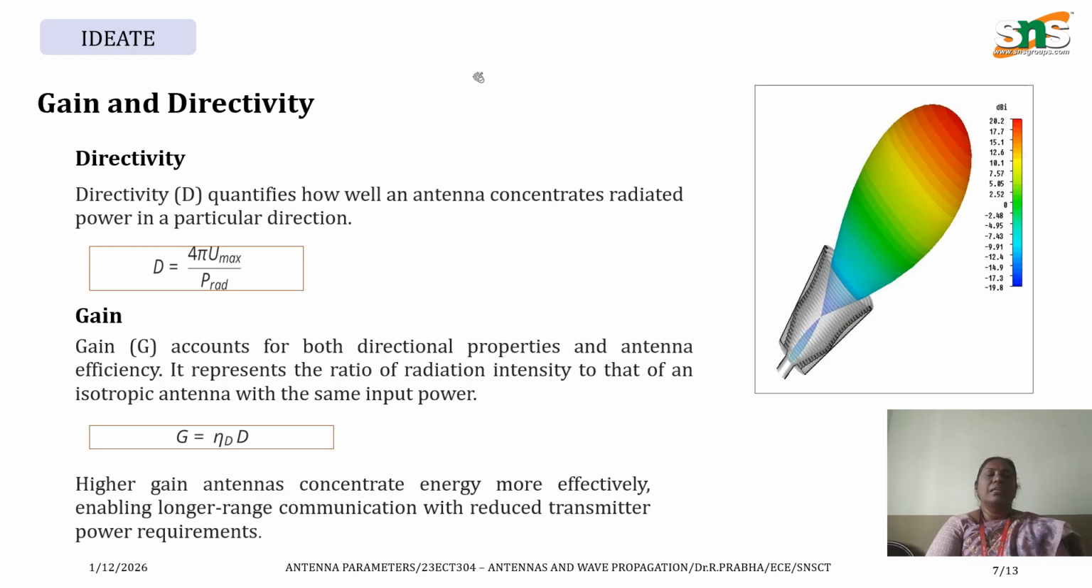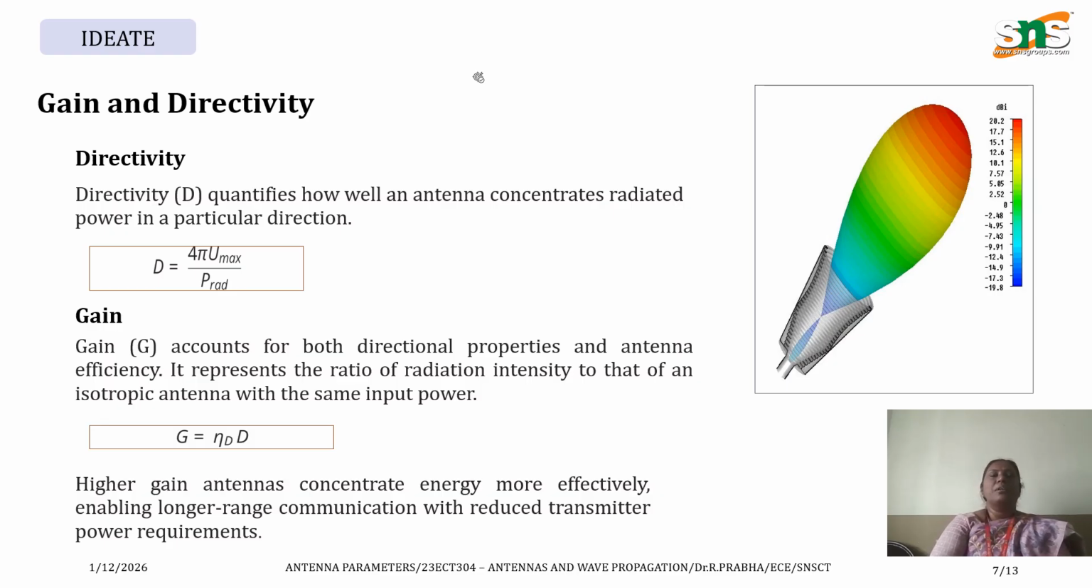And now the second is gain and directivity, which is the ideate part. The directivity quantifies how well an antenna concentrates radiated power in a particular or desired direction. This is given by the formula D is equal to 4 pi times maximum radiation intensity divided by power radiated. And the next important parameter is gain, related to directivity. Gain accounts for both directional properties and also the antenna efficiency. It represents the ratio of radiation intensity to that of an isotropic antenna with the same input power.